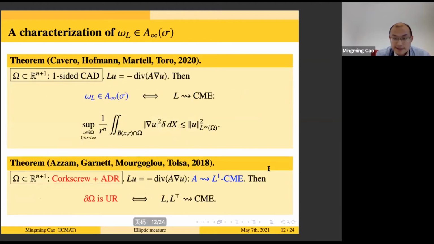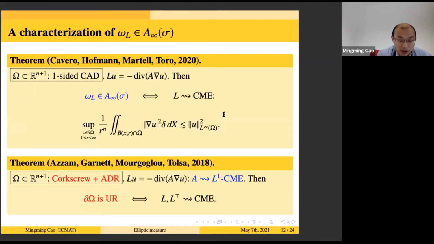Okay. And let us see what happens for the general elliptic measure in a one-sided chord-arc domain. Omega L is in A-infinity with respect to the surface measure if and only if every bounded weak solution of L satisfies the Carleson estimate. Here it's called the Carleson estimate. This result was obtained by Hofmann, Martell, and Toro in the connected situation. It can be used to show the perturbation of the A-infinity property.